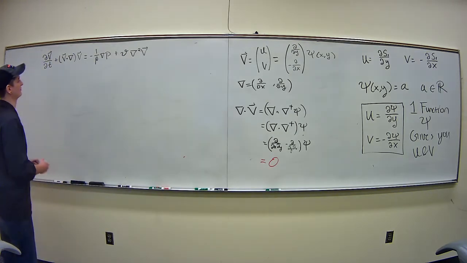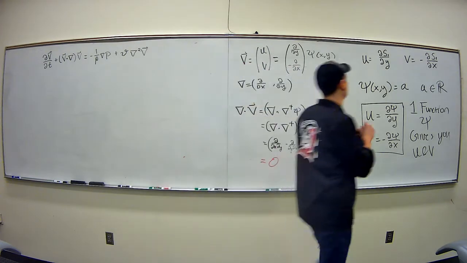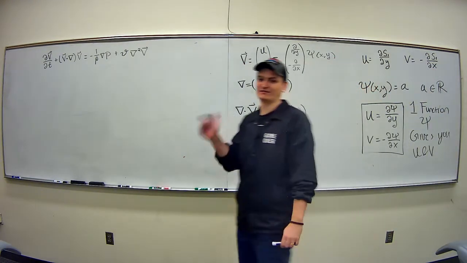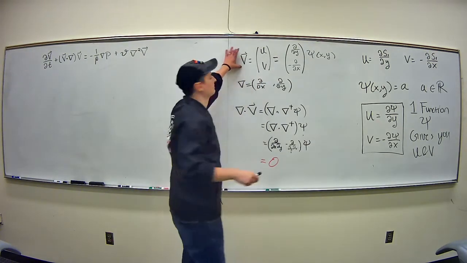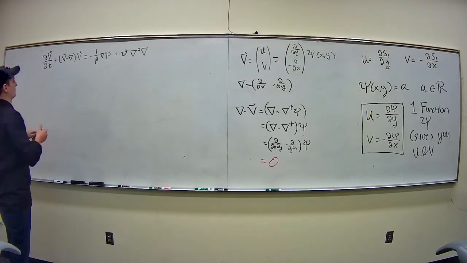But let's iterate that again, right? I'll say this better. It's such a swap. If you know what psi is, you can calculate u, you can calculate v. Essentially, if you know what psi is, you know what the velocity vector is. And then you could just really move this around, right?